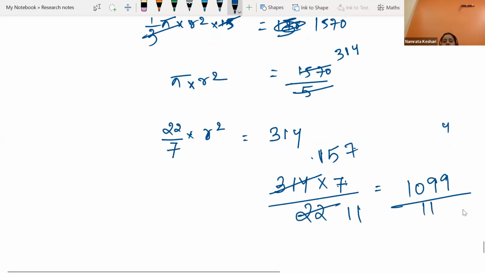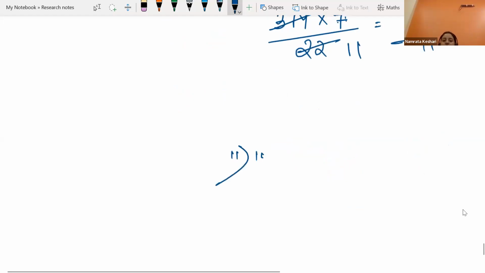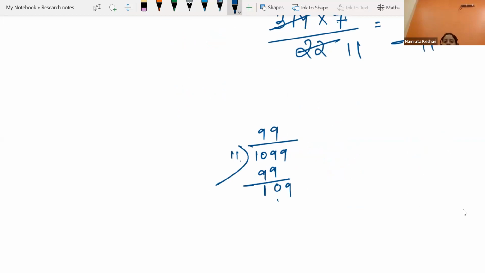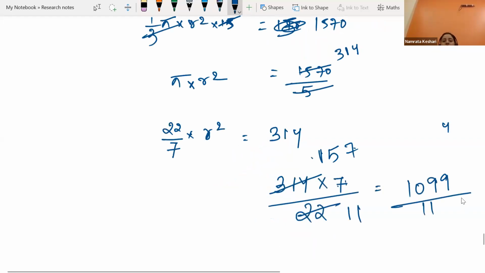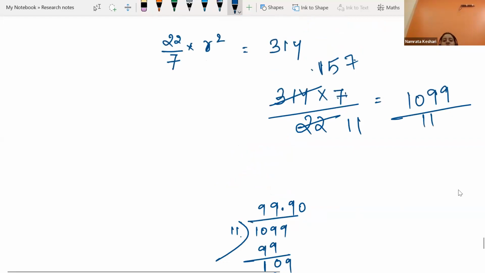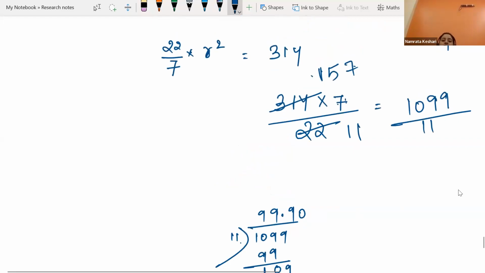If we do the division now, 11 times 9 is 99. Again, 11 times 9 is 99. Decimal, give zeros. 99.90 we are getting. Okay, 99.90, which looks like 100. So yeah, can you see her answer?